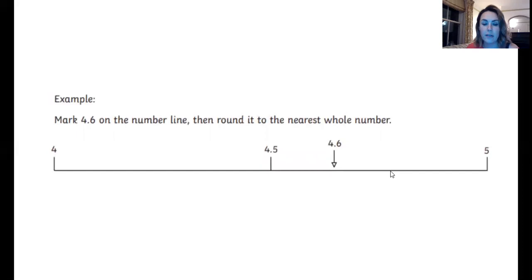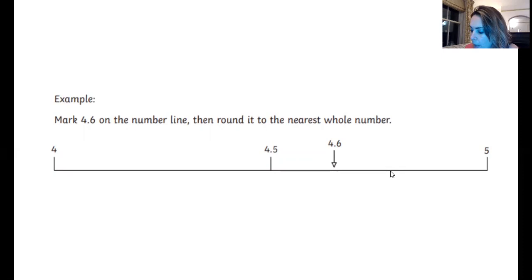Okay, let's have a look at an example question together, and then the next slides have questions that you can go through yourself independently before we move on and look at money, which is where we all started at the beginning of the week. So the example: mark 4.6 on the number line and then round it to the nearest whole number.